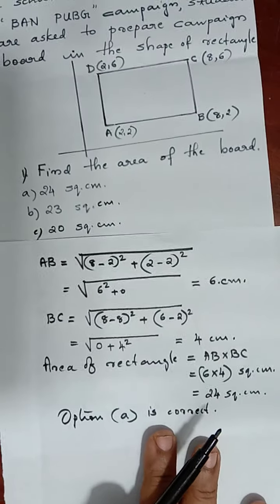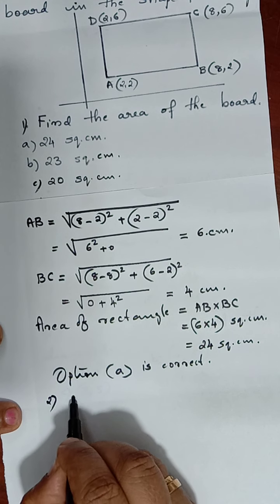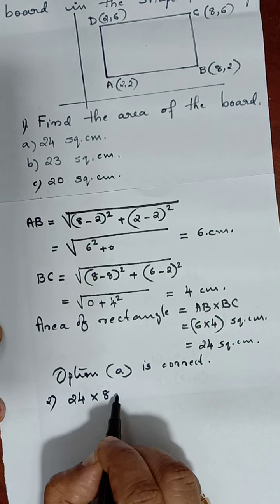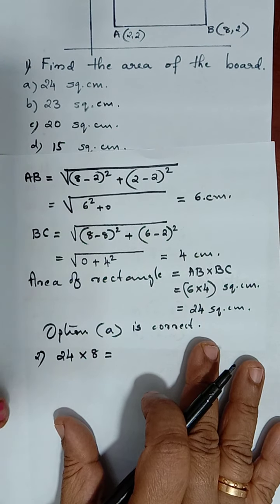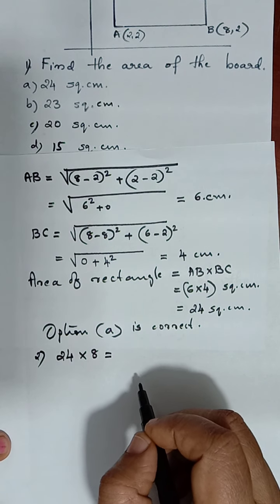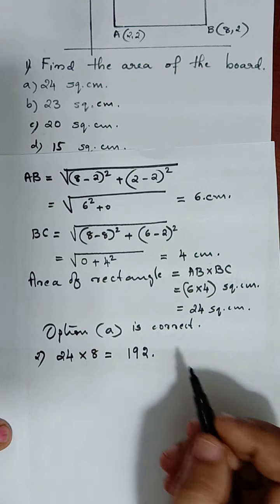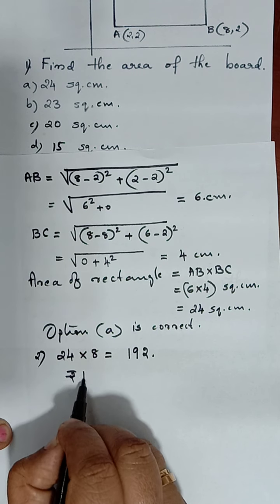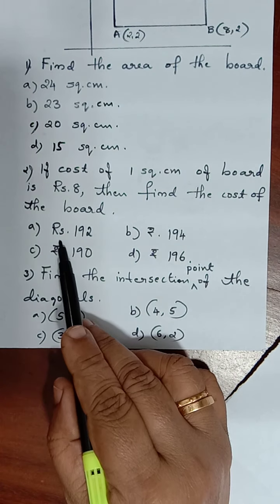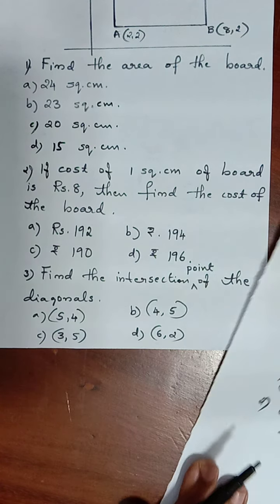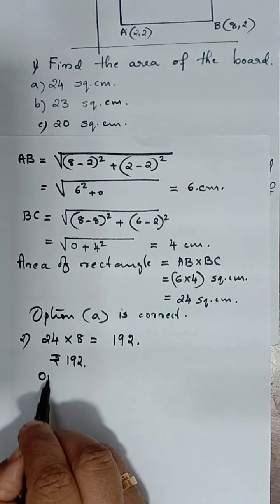Question number 2. That is 24 into 8 we have to find out. 8 is the cost per square centimeter. Therefore, when we multiply, what do we get? 24 into 8 is 192. Cost is rupees 192. We will check the option. Rupees 192. Option A is correct. All of you have to write, option A is correct.